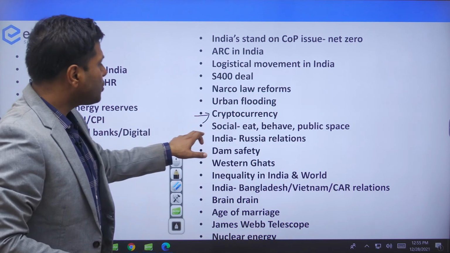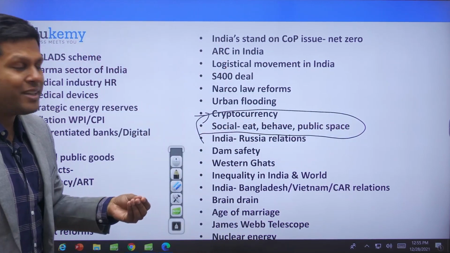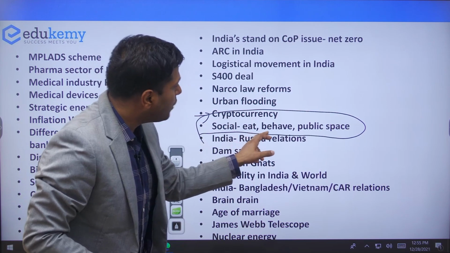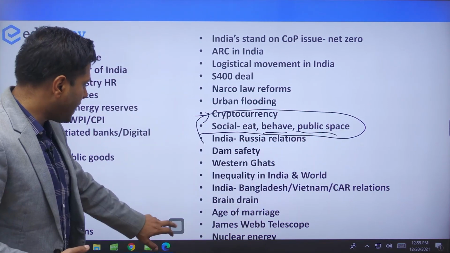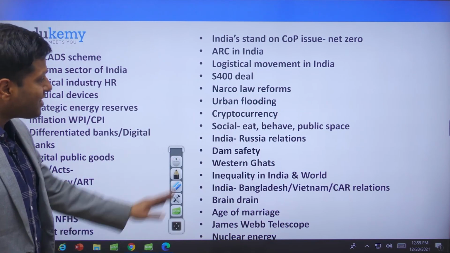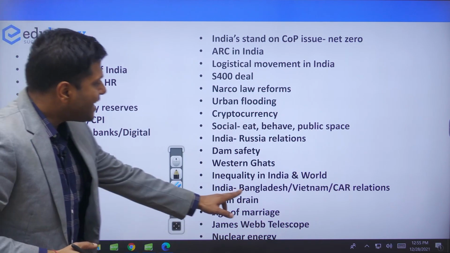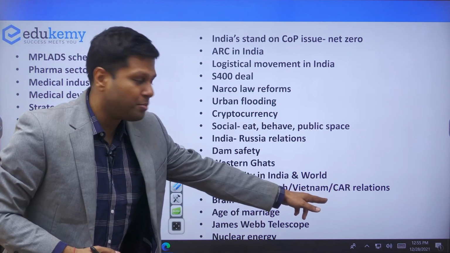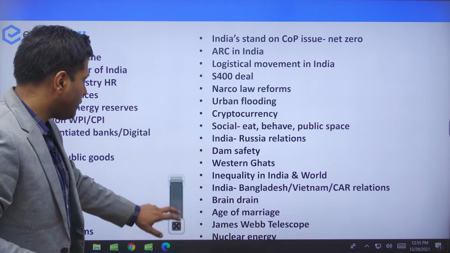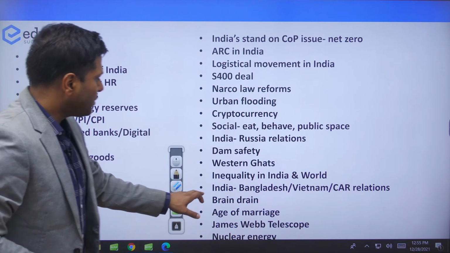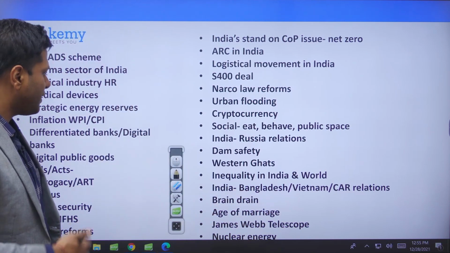Cryptocurrency. You should also have your opinion on what should be people's behavior on eating in public space, eating non-vegetarian food, how should they behave, what should be a norm set for it, because government is tightening some of the norms on these standards. Western Ghats, Kerala, Karnataka in report, in news. India, Bangladesh, Vietnam, Central Asian Republic, all these countries in news. Brain drain because of some high profile positions being given to Indians, right? Erstwhile Indians, now citizens of another country.